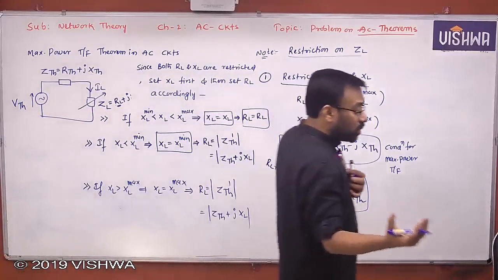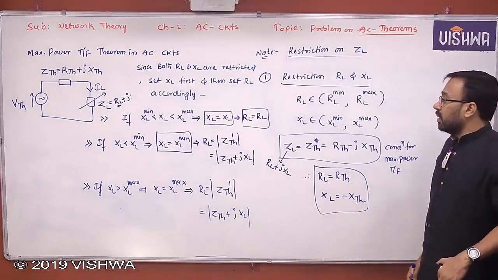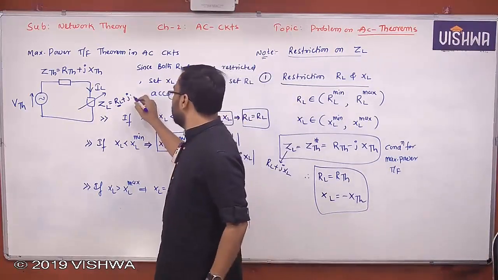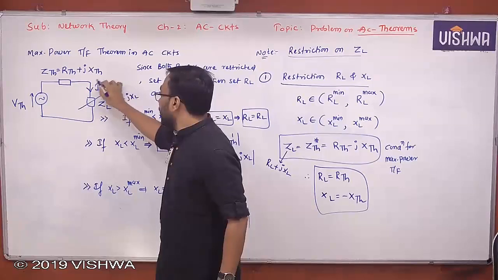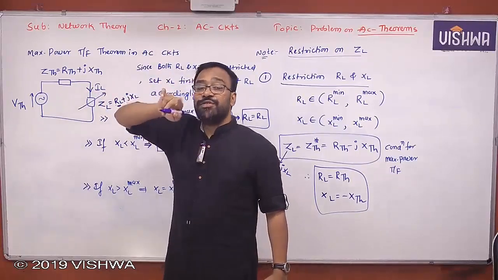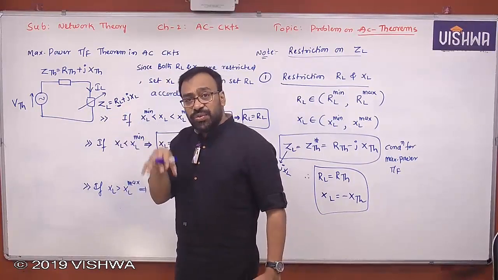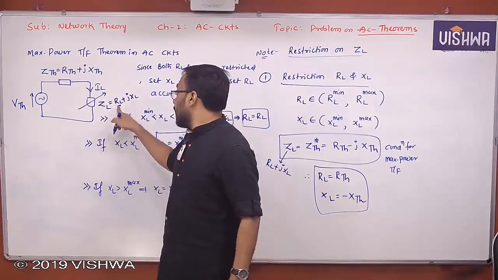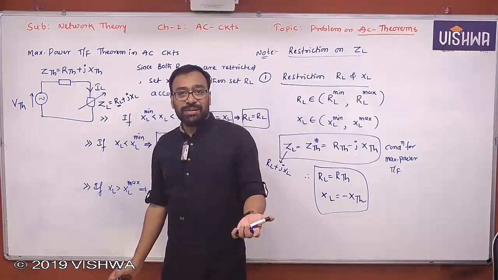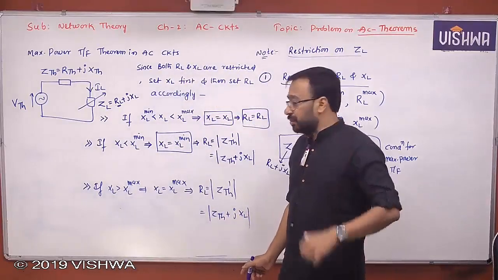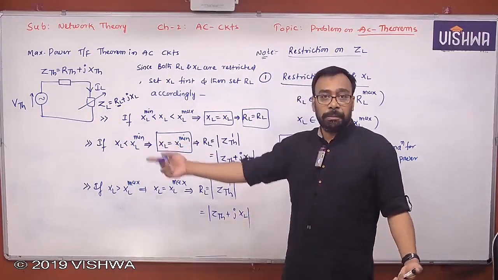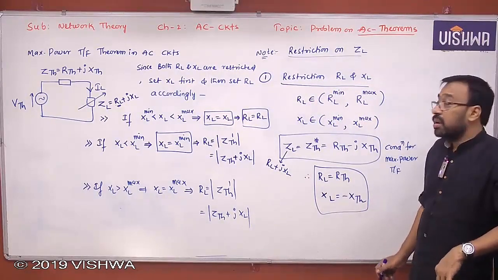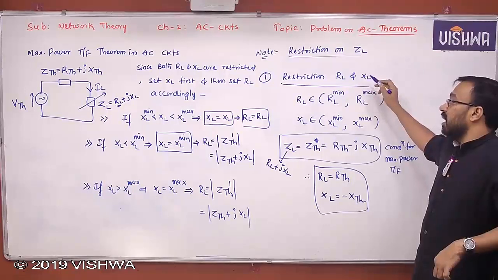Okay? This is how you are supposed to handle the problems. Once you know this RL and XL, you can fix those values in this particular circuit and find IL. That IL will become IL for maximum power transfer. Once you find IL, its magnitude square times this RL will give you the maximum power transfer value. Similarly, this also you can apply the same way. This is how you enforce the restrictions or limitations on RL and XL values.